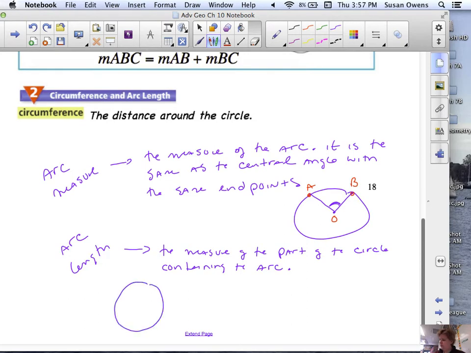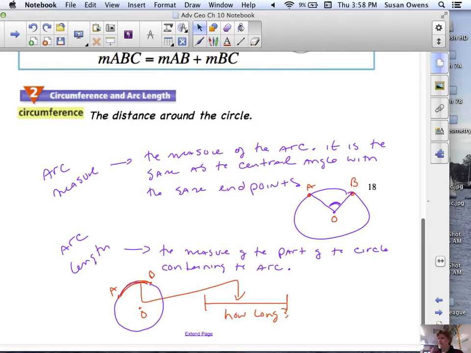So I'll redraw it. We'll call him O, and we've got A, and we've got B. So arc length would be if I took this arc right here and I actually took it off the circle and I measured how long it was using a ruler. Obviously, if I make this circle bigger or larger, the arc length is going to change. The arc measure will not. Okay.